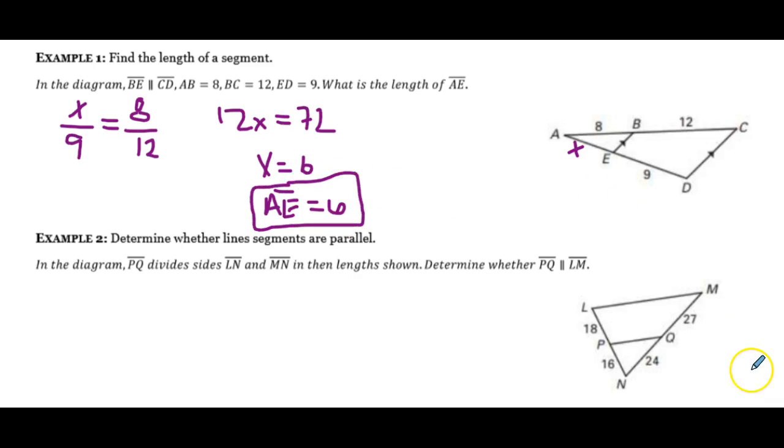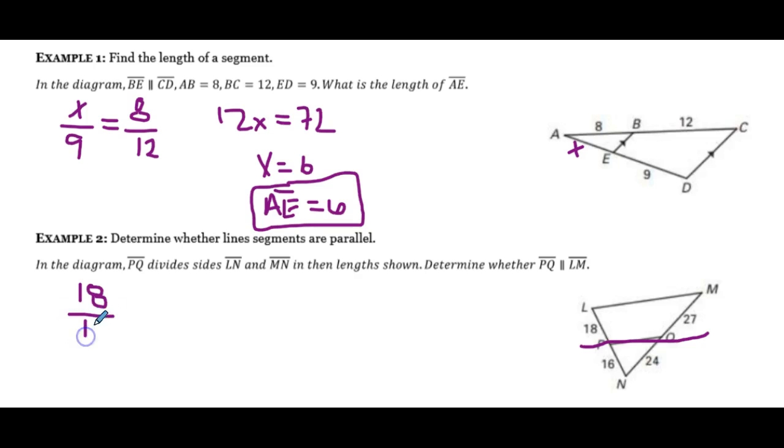Okay. Example 2. Determine whether line segments are parallel. This example uses the converse of the triangle proportionality theorem. So I'm going to consider PU my fraction bar, and I'm trying to determine if PQ is parallel to LM.